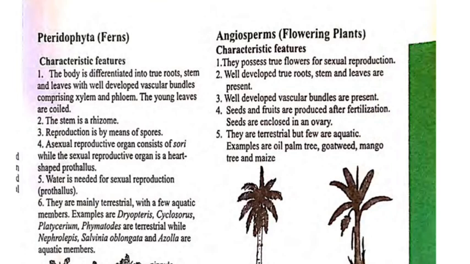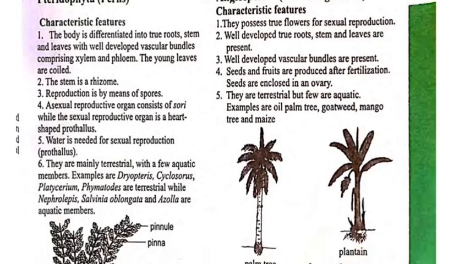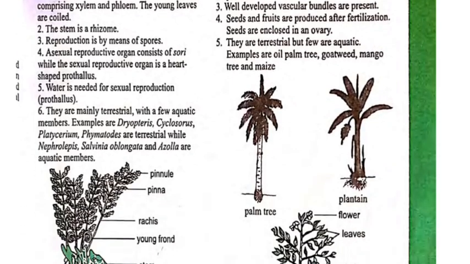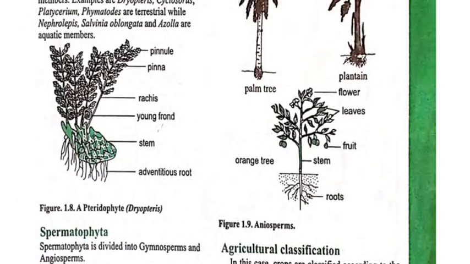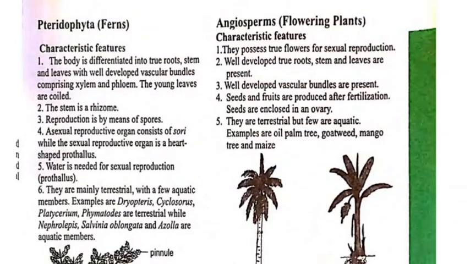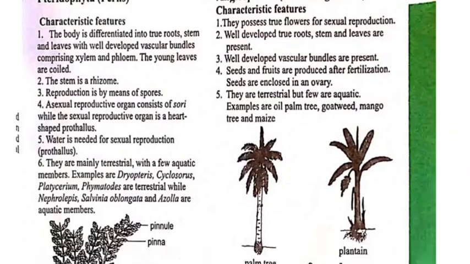So now if you remember, gymnosperms don't have an ovary, so the seeds are not enclosed in any kind of coverage. That's why they have naked seeds. Now they are terrestrial but few are aquatic. Examples are oil palm tree, goatweed, mango tree, and maize. Alright, so the angiosperm actually is still further divided, but we'll talk about it when we're talking about cotyledon.